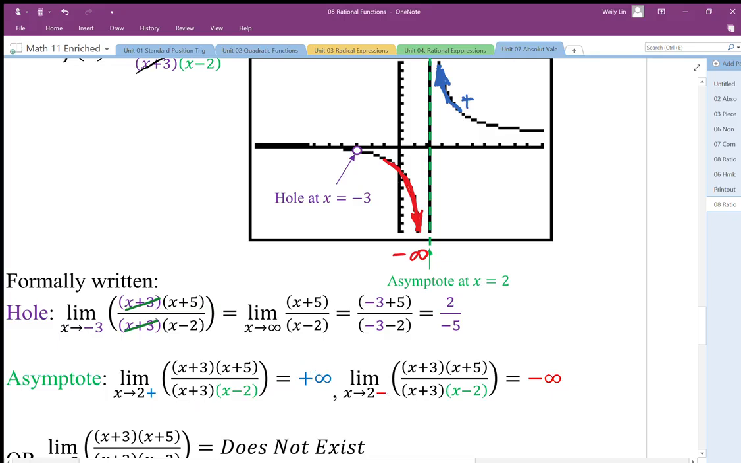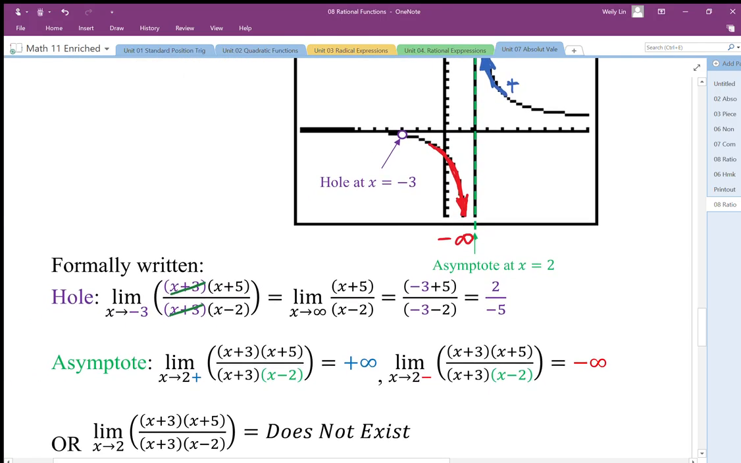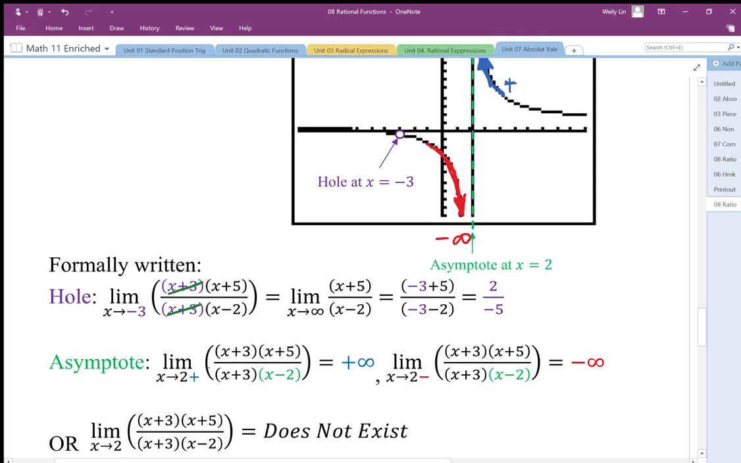And these individually are called one-sided limits. They allow us to approach it from just one side, because notice that if I'm approaching it from two different sides, I get two different values, and I can't do that as a limit. So these are what we call one-sided limits.